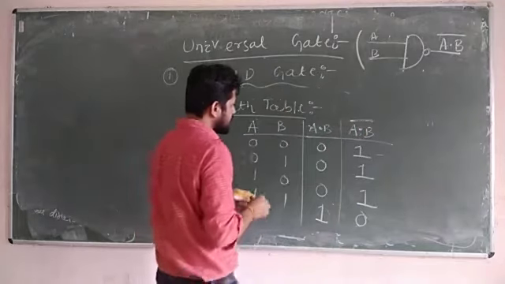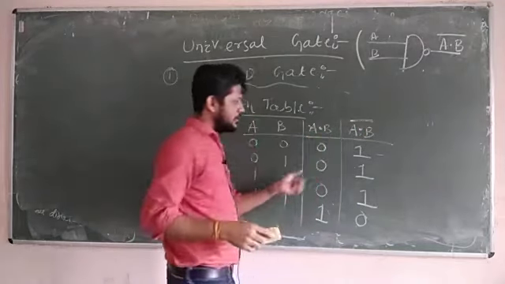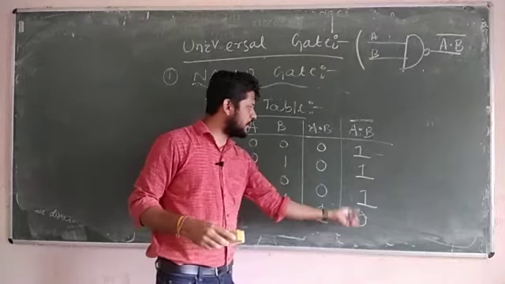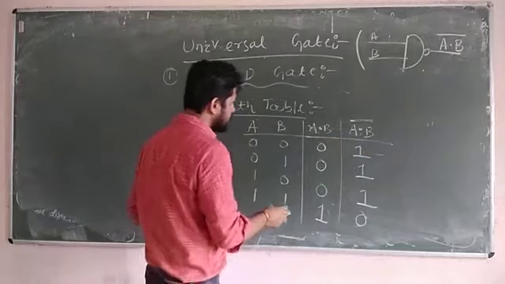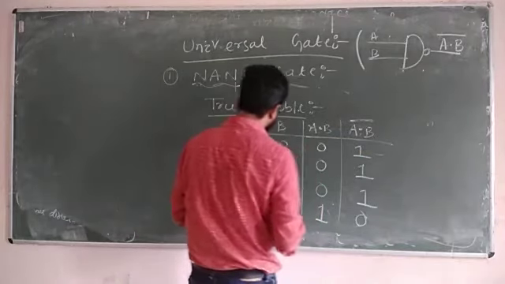So no need to draw this A AND B column. I am drawing both A AND B and (A AND B) complement just to explain how this is coming.